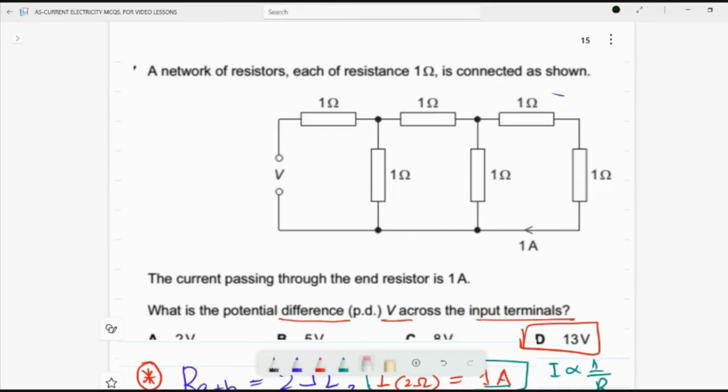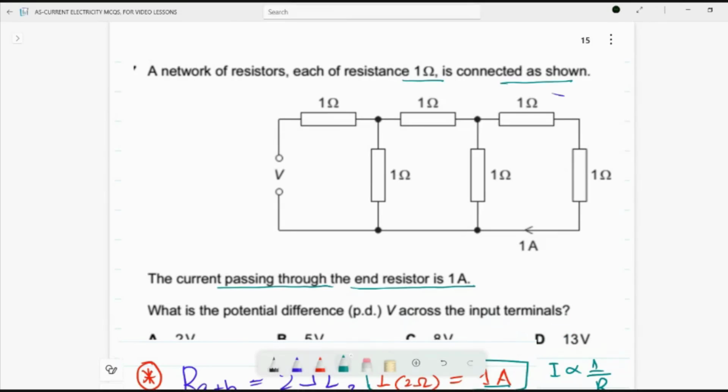In this question, it is said that each resistor of 1 ohm resistance is connected as shown in the figure. The current passing through the end resistor is 1 ampere. What is the potential difference V across the input terminal? I have to solve it step by step.